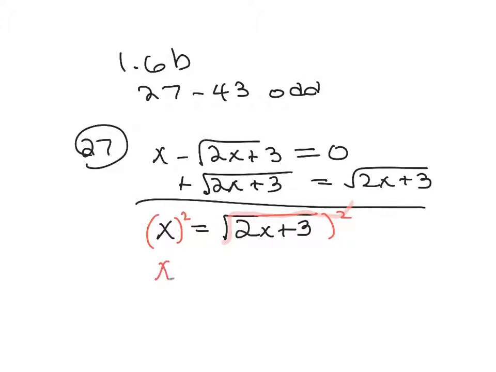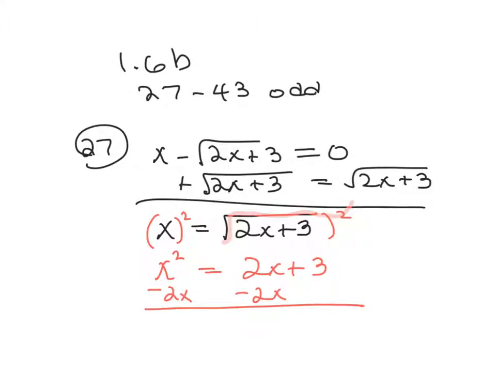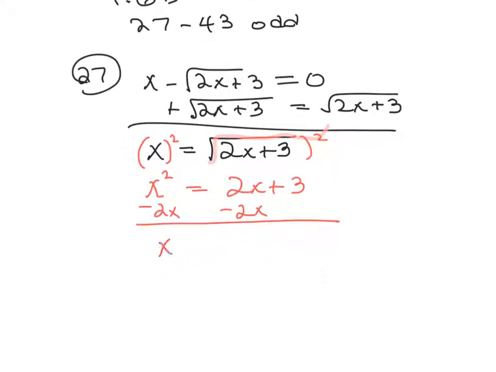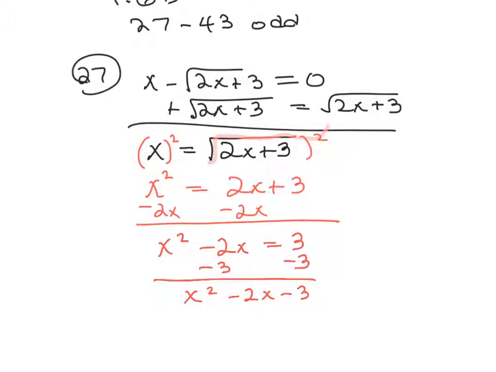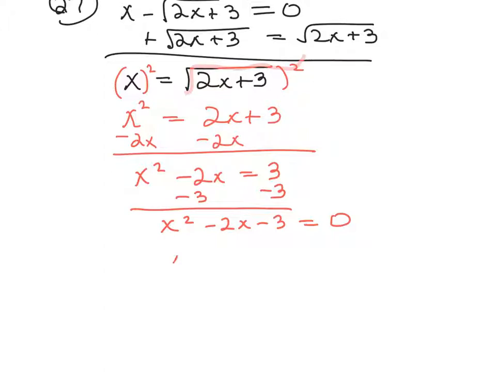I'm now left with x squared is equal to 2x plus 3. I now need to get this in standard form so I can factor it. So I will subtract 2x from both sides. Get x squared minus 2x equals 3. Subtract the 3. x squared minus 2x minus 3 equals 0. I need to factor this now. Factors of negative 3 that when I add them will give me negative 2, and that's going to be x minus 3, x plus 1.